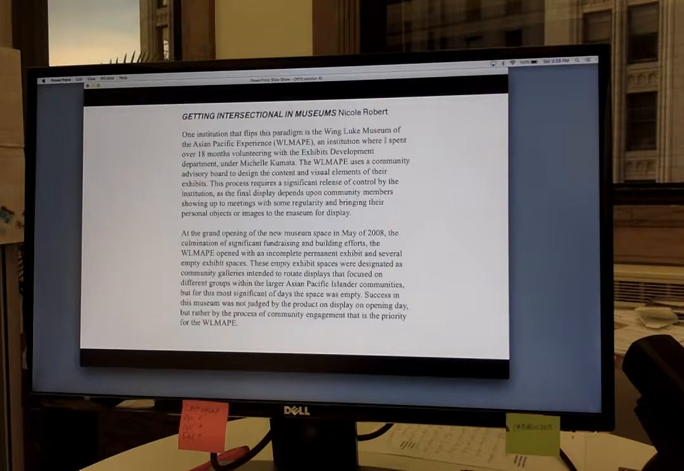So, quoting her again, "This process requires a significant release of control by the institution, as the final display depends on community members showing up with some regularity and bringing their personal objects or images to the museum for display." And so if the members now are not just deciding the content and visual, but they're actually providing the objects, they are the experts.